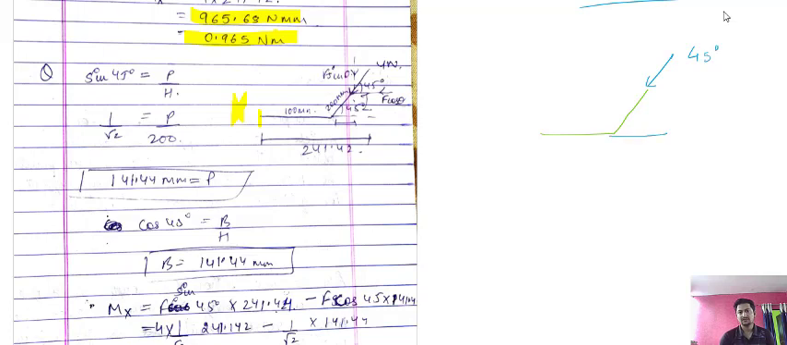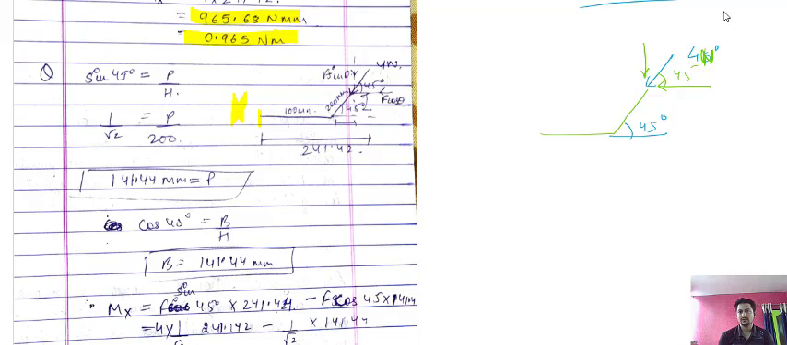When any force is acting inclined, what will be the first step? I have told you, when any force is inclined, you need to first resolve the components. For resolving the components, there will be one component in this way and one component in this way, one in the x direction and one in the y direction. This angle is 45 degrees, and the force is 4 newton.